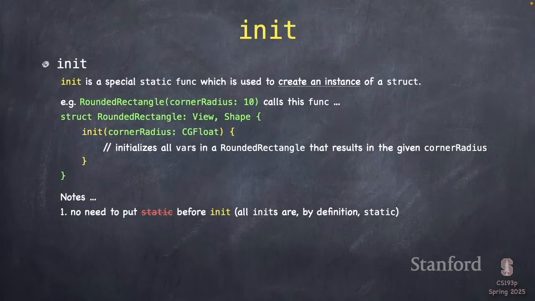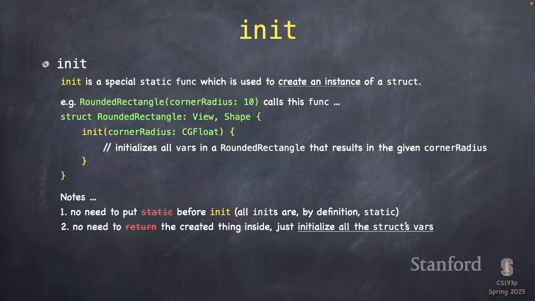One, you don't have to put static in front of init. It is a static function because it's on the type. Obviously, you're creating an instance of that type, so you never put static in front of it. You also don't ever put return. Well, I'm going to talk about in a few slides one case where you put return, but generally you don't return anything from init. You just initialize all your vars. That's all init does. It just goes through all the vars in this struct and initializes them all to the right values. Multiple inits are allowed.